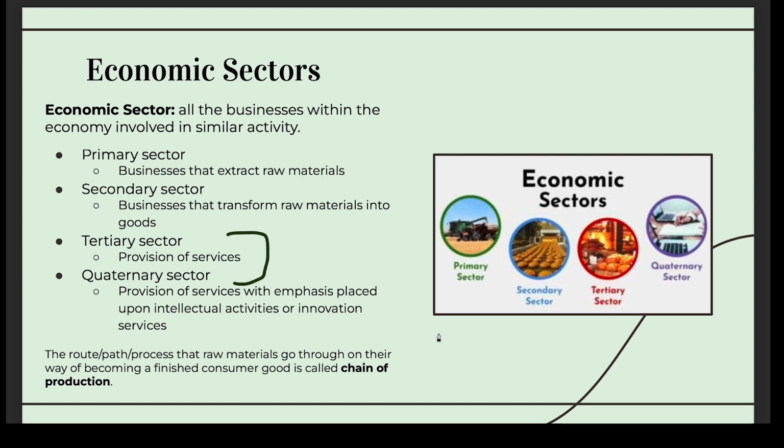All consumer goods go through these different economic sectors. For example, bread. You buy this bread in a grocery store. However, the crops were harvested by farmers who were in the primary sector, and then these were processed into flour in the secondary sector, which was then delivered to supermarkets that sell them in the tertiary sector. So this route or path that these raw materials go through on their way to becoming finished consumer goods is called the chain of production.